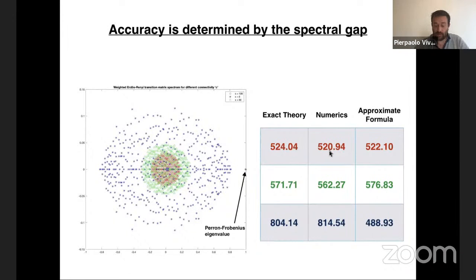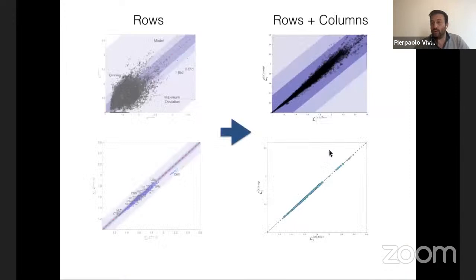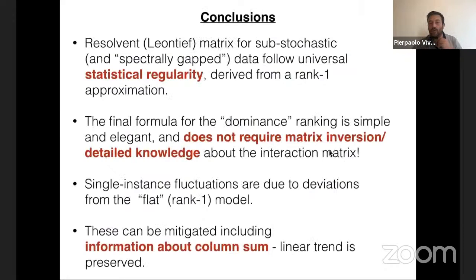We have some improvement of our results where we also include the information about the columns, not just the rows, but I'll skip to the conclusions. I've shown that the resolvent or Leontief matrix for substochastic and spectrally gapped data follows some universal statistical regularity, which is derived from a rank one approximation. And the final formula for the dominance ranking, whatever field or sector or application this comes from, is simple and elegant and does not require any matrix inversion or detailed knowledge about the interaction matrix.